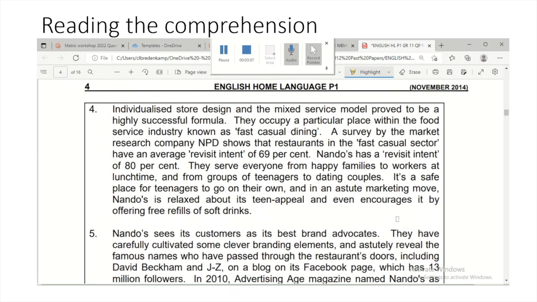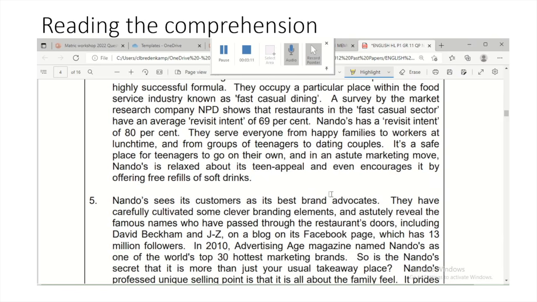Individualized store design and the mixed service model proved to be a highly successful formula. They occupy a particular place within the food service industry known as fast casual dining. A survey by the market research company NPD shows that restaurants in the fast casual sector have an average revisit intent of 69%. Nando's has a revisit intent of 80%.